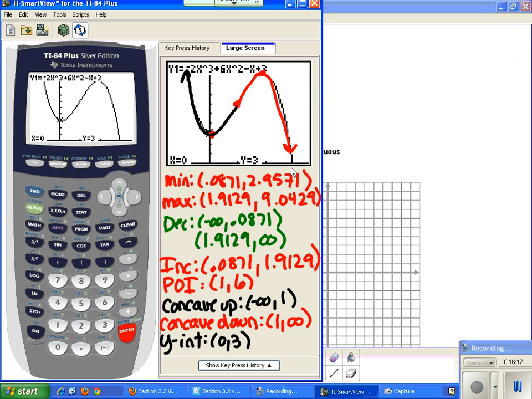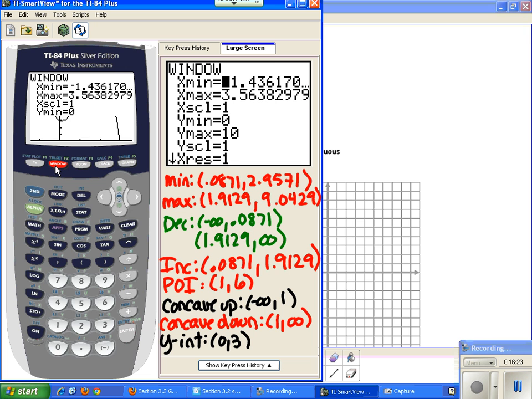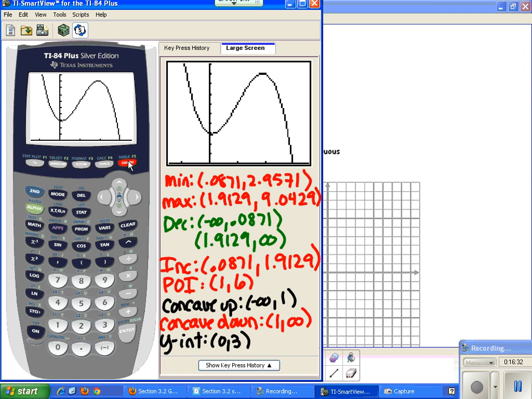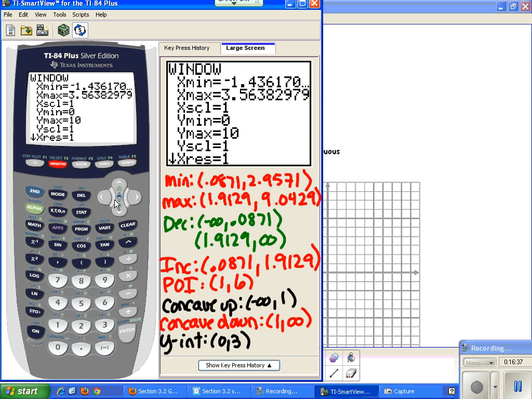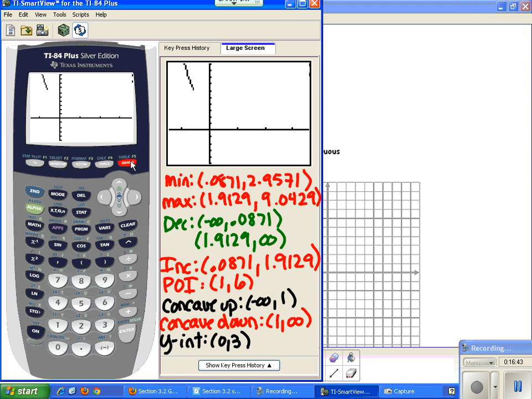It's kind of hard to tell in my graph right now, so probably what I should do is change my window a little bit, and I'm going to change my y value to negative, let's do negative 5, so I can kind of see the x-axis there. Oops, that didn't work. Negative 5. And that gives me a better look at my x-axis and where it's hitting right there.